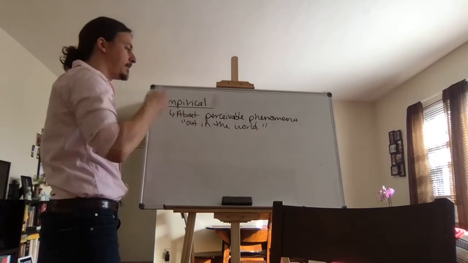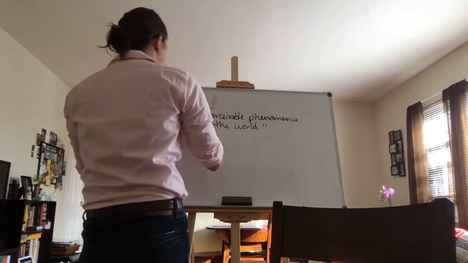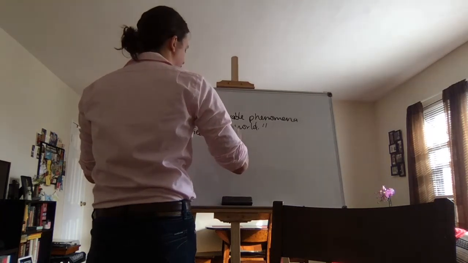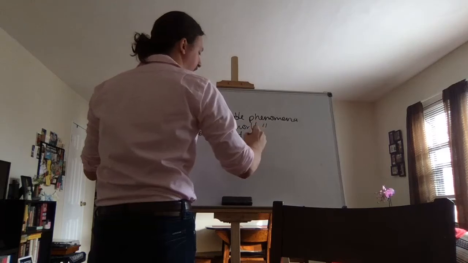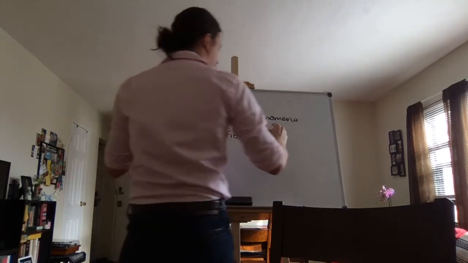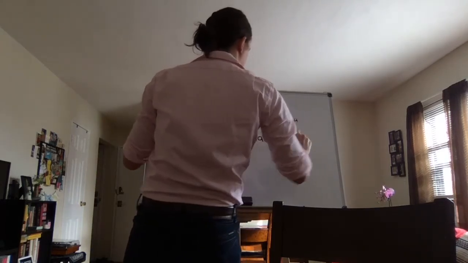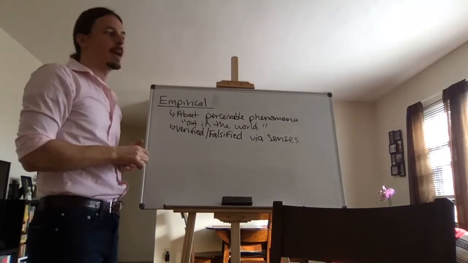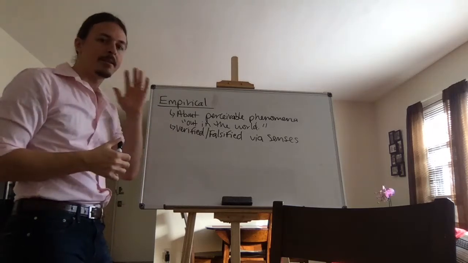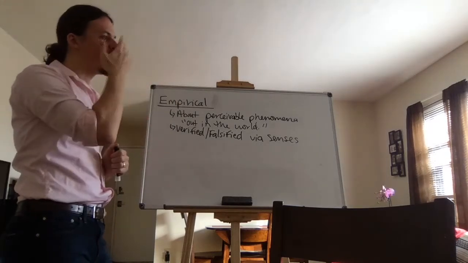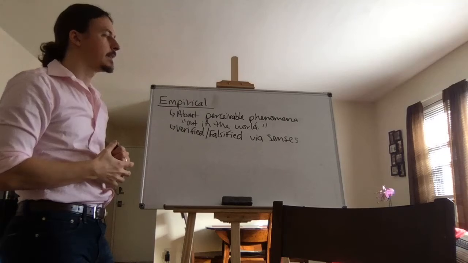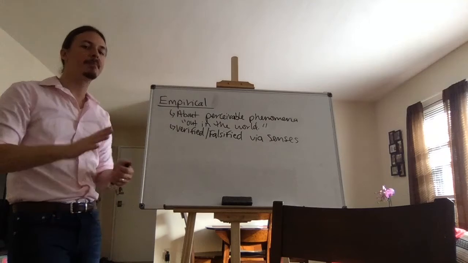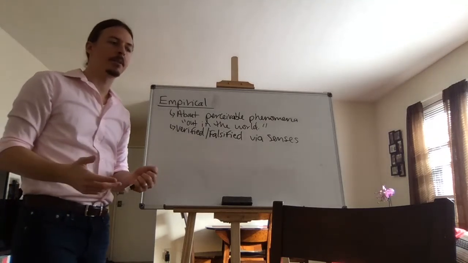It's about perceivable phenomena, and it is verified or falsified via the senses. So I could look outside at the branch. I could listen to see if the branch is blowing. I could put my hand outside the window and see if there's wind or something like that. And empirical claims are super common. Probably most claims you make are empirical claims.